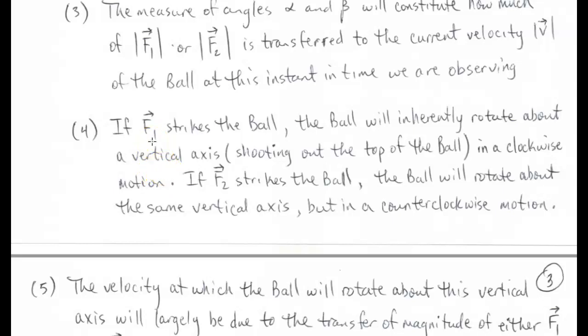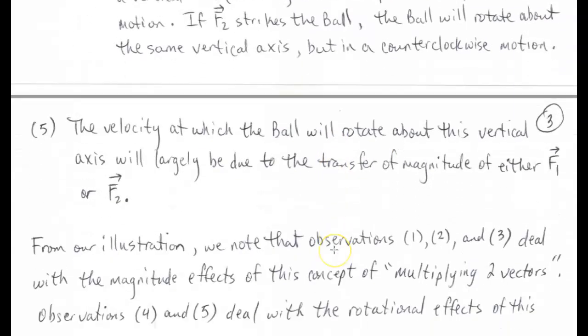When F1 does it, it's going to rotate in a clockwise manner because the angle is kind of like this. When F2 does it, it's going to rotate in a counterclockwise manner because the vector points that way. Okay.